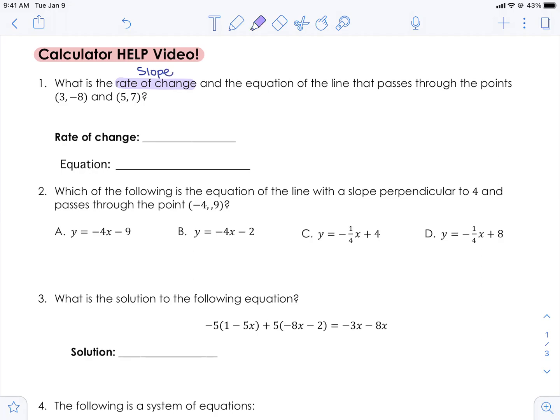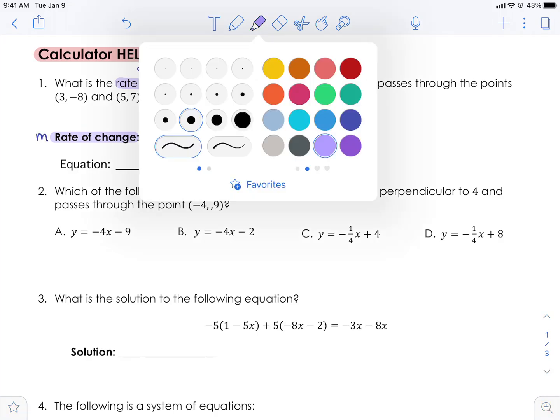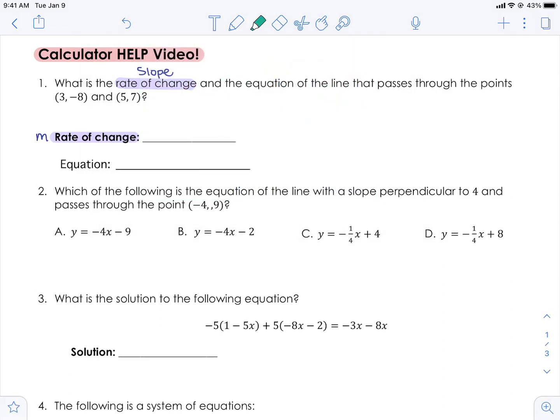Okay, so when we're talking about the rate of change, we want to talk about the slope, and the variable that represents the slope is m. Then it states that it wants us to find the equation of a line. That is most likely going to be y equals mx plus b. So we're also going to find that as well.